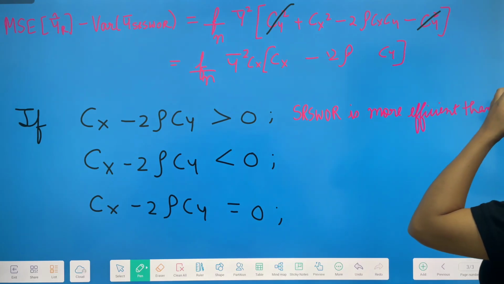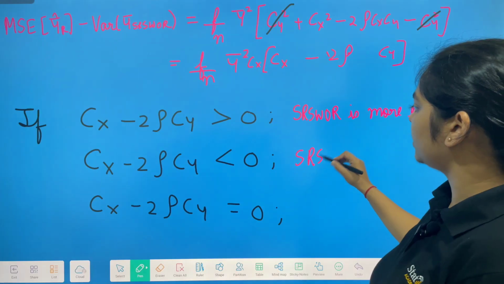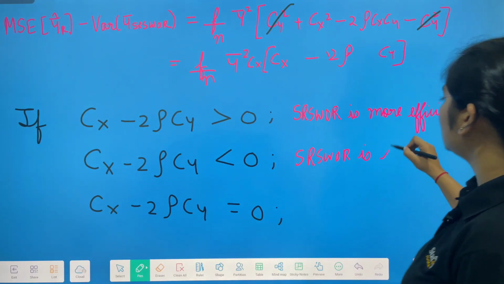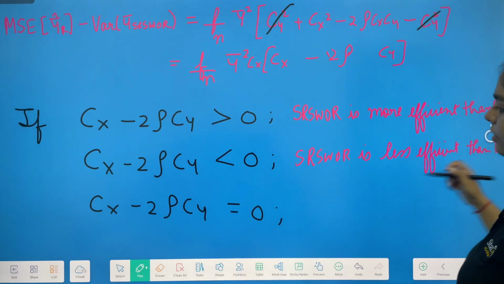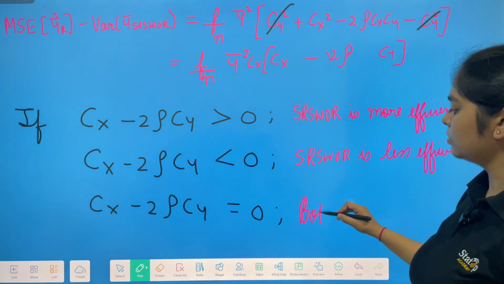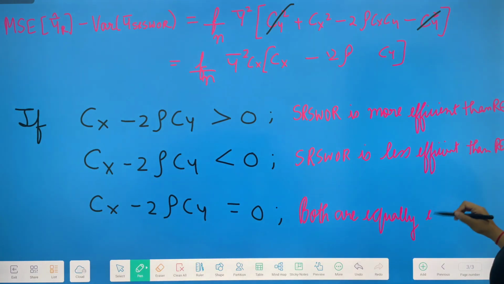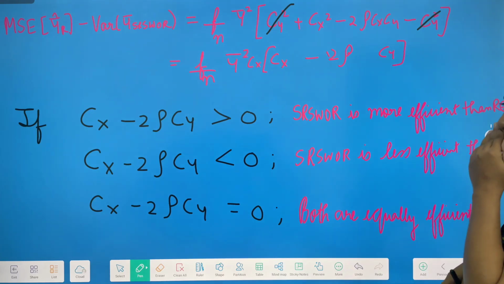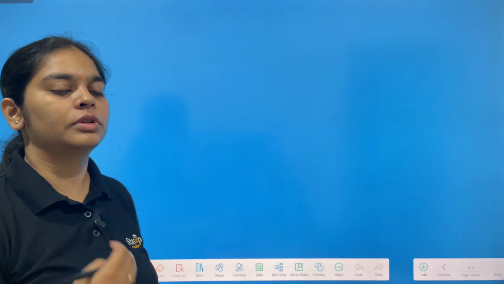Then ratio estimator. If it is less than 0, then simple random sampling without replacement is less efficient than the ratio estimator. And if it is equal to 0, then both are equally efficient. Okay, so this is how we calculate the comparison between which is more efficient, simple random sampling or ratio estimator.